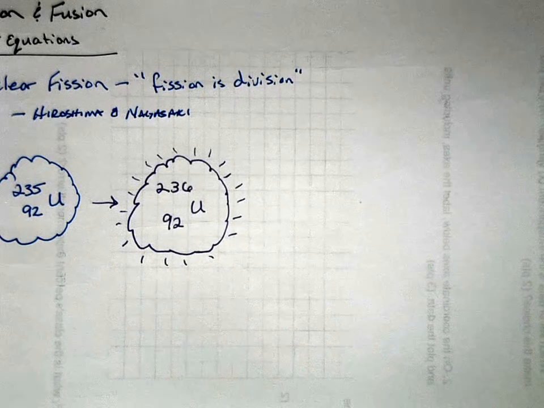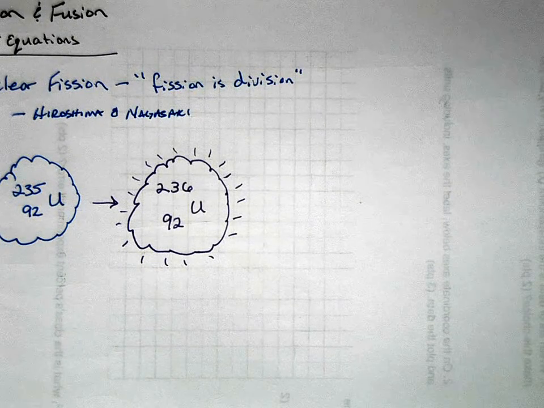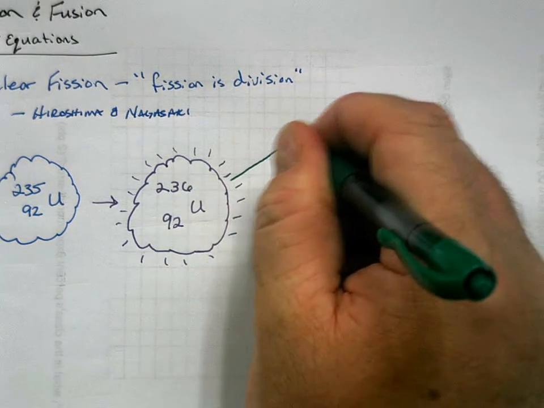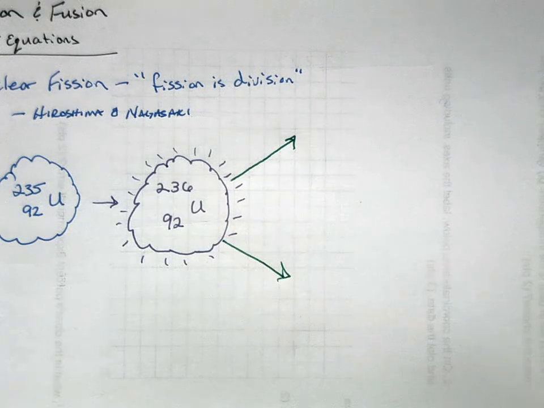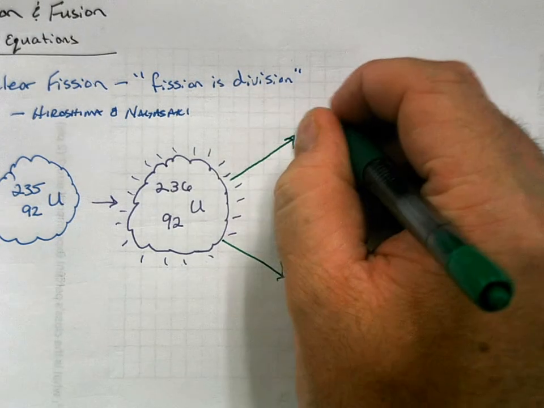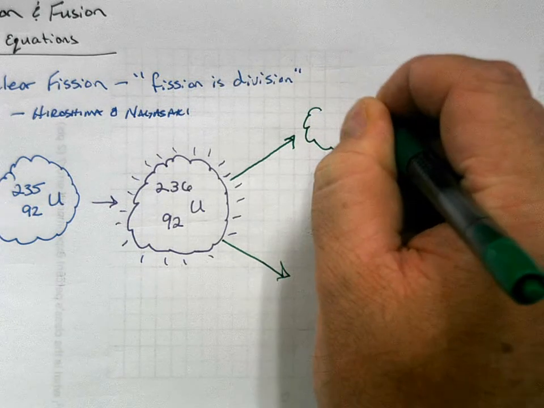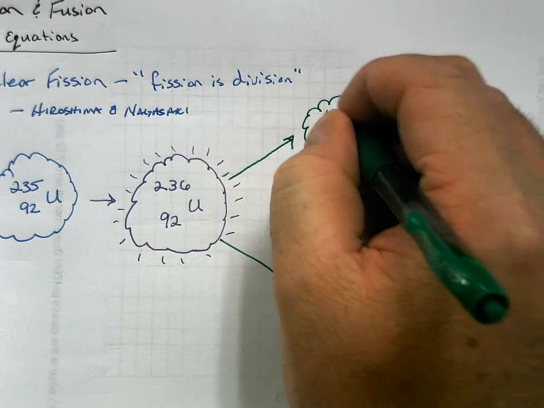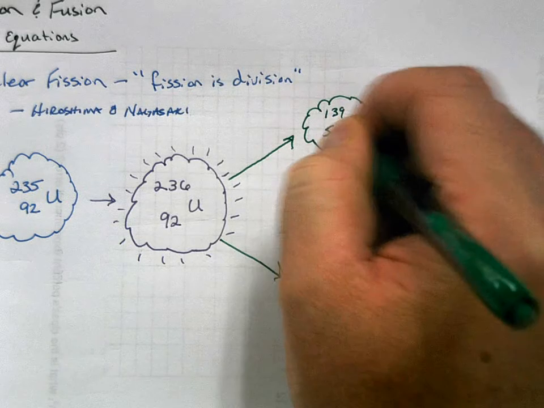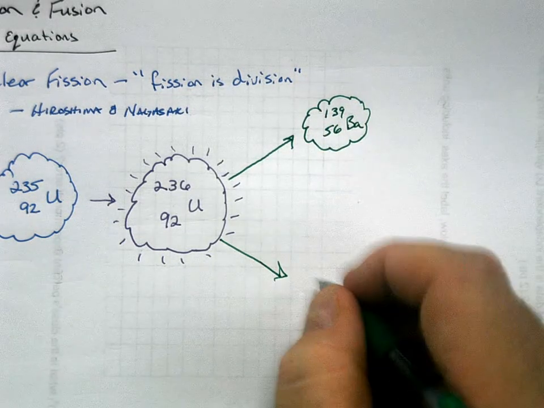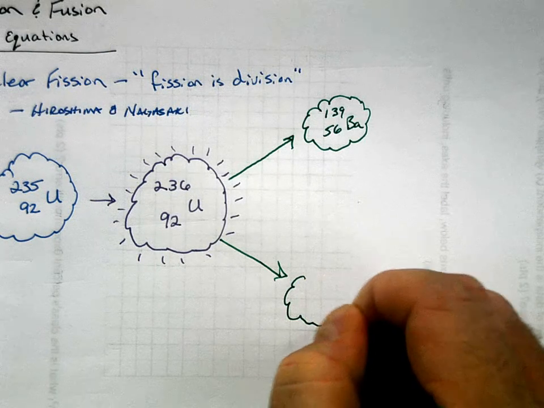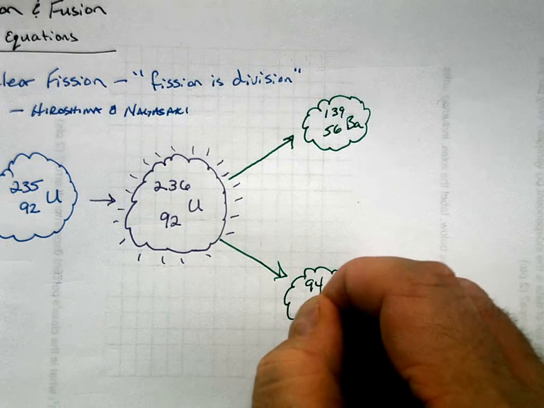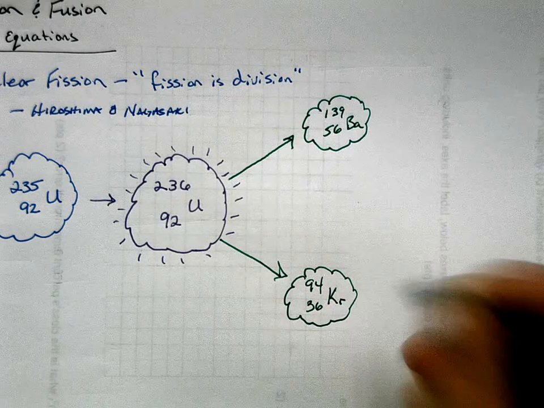It doesn't stay there. The uranium, in order to regain a level of stability, splits into two daughter nuclei. Okay, it splits into 139, 56 barium, and 94, 36 krypton.